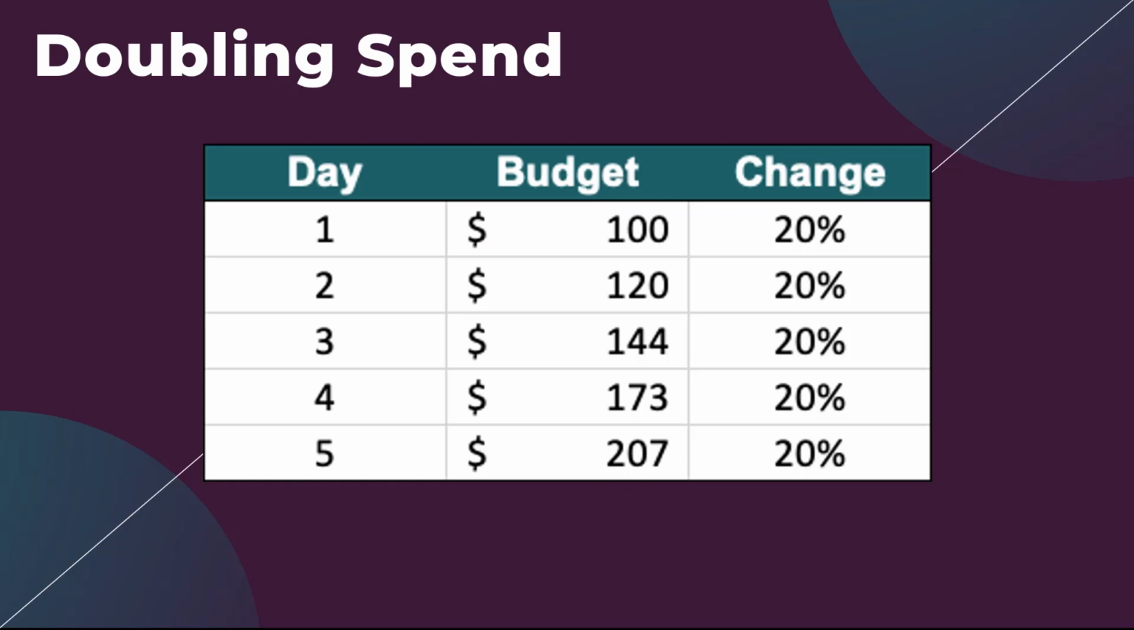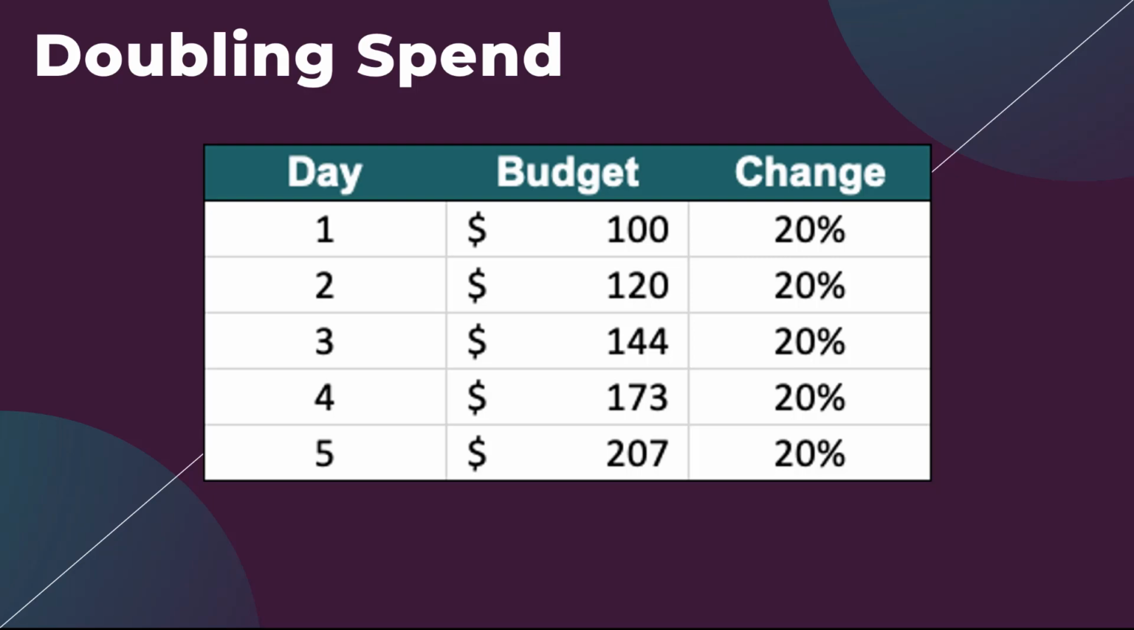If you need to double your spend, it effectively takes 5 days to do that by making a 20% change each day. So we start off with $100. As we increase to 120, 144, 173, we eventually get to 207 on day 5 in this chart here. And that'll be the same if it comes down to any daily budget that you have in place. So if you're going to double spend, it'll probably take about 5 days to do that.